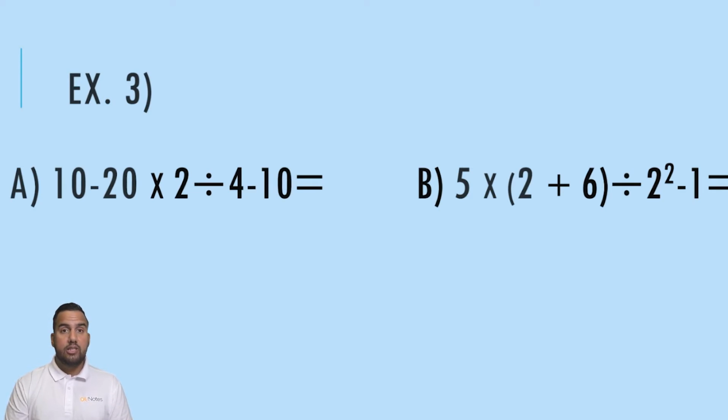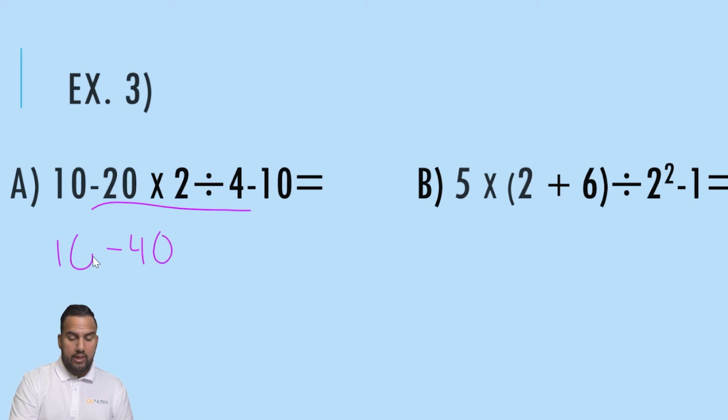The first thing I notice is there's multiplication and division. So I'm going to go ahead and multiply negative 20 times 2. Let me actually make that again. Negative 20 times 2 divided by 4. So I'm going to go left to right. Left to right is going to be negative 20 times 2, which is going to be negative 40. I'm going to bring everything down. 10 minus 40 divided by 4 minus 10.